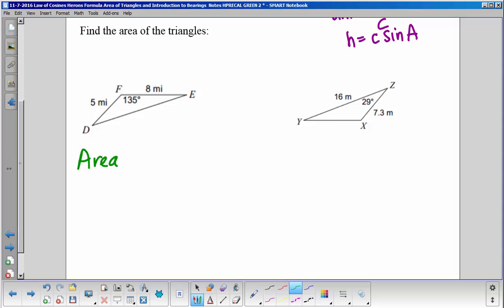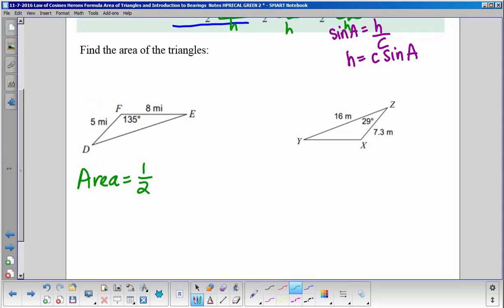So the area here is going to be 1/2. Is this a side angle side case? Yes. So we use the two sides as 1/2 times 5 times 8 times the sine of the angle between them, which is 135. So can you guys multiply that out for me? I got 14.14. Okay, 14.14. That's the area. And we would say units squared.